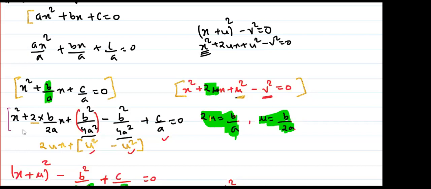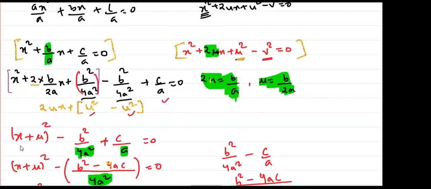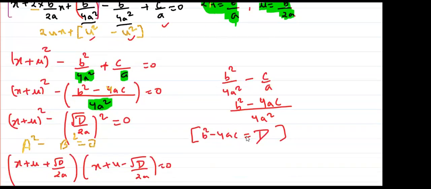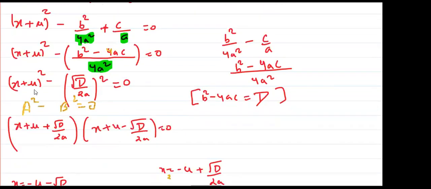Now I can say that this is your x plus u whole square. So I can convert this into x plus u whole square. Now the left out term is b square by 4a square plus c by a. If you take negative common and take LCM, I'll get something like this, which is b square minus 4ac by 4a square. And if you consider b square minus 4ac as D, which is discriminant, all of you already know this, then it will become root D by 2a whole square.